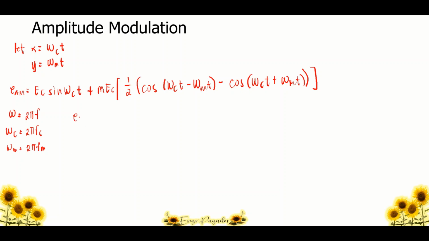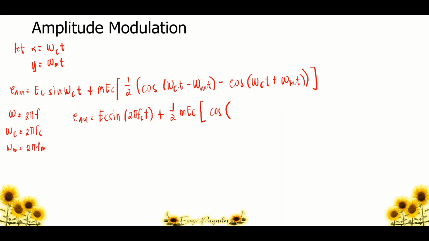So, we now have value for EAM be equal to EC sine. Okay, meron tayong omega sub c dito. So, palitan natin siya with 2 pi fc. So, magiging sine 2 pi f sub ct plus MEC multiplied by, or guys, i-factor out na lang natin si 1/2. So, that will be equal to 1/2 MEC multiplied by cosine.